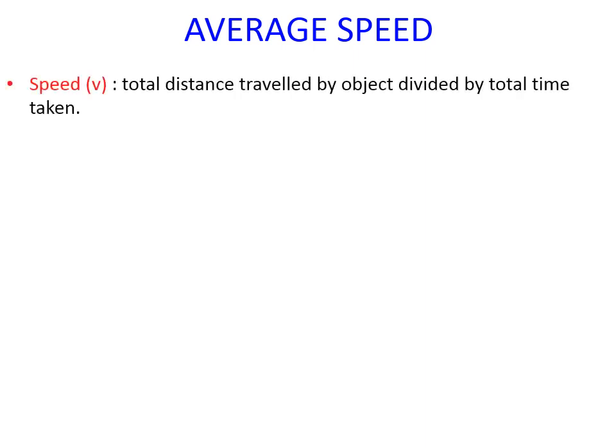Talk about speed. In our previous meeting, speed is symbolized by v. Speed is defined as total distance traveled by an object divided by total time taken. Because of that, speed is formulated as v equals s per t.